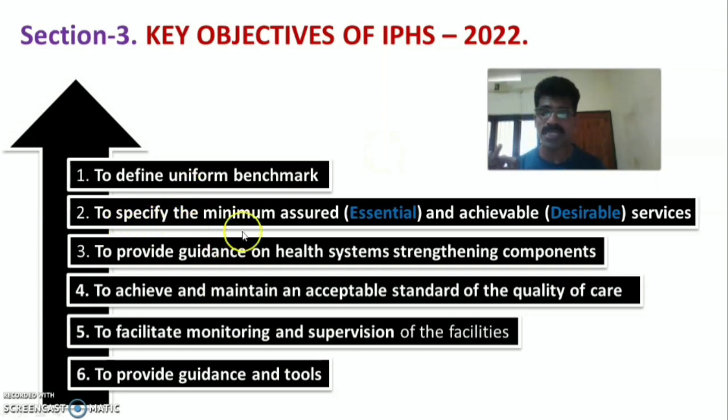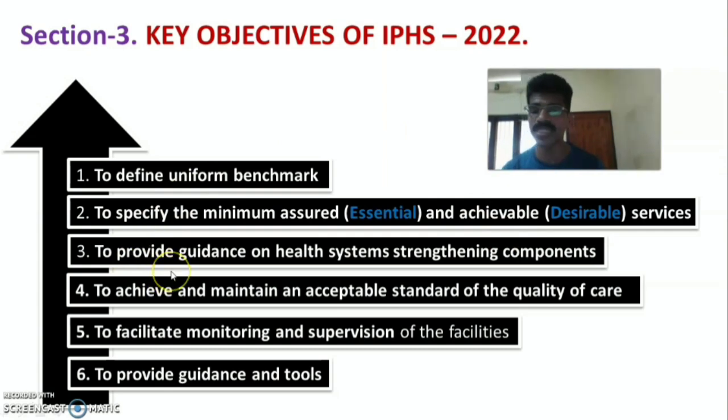The second objective is to specify the minimum assured and achievable services. So in all the health and wellness centers in India, as per the IPHS 2022, there are essential services and desirable services. This key objective specifies what are the minimum assured services in the sub-center, primary health center and community health center. Like that, for all the health centers, what are the minimum assured services and what are the desirable services the public can avail. That is the second key objective, to specify the minimum assured, essential and achievable services, that is essential and desirable services.